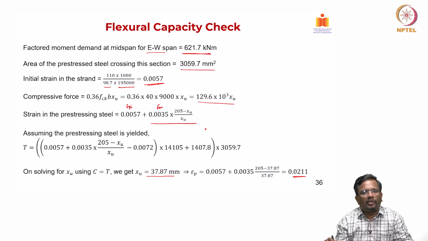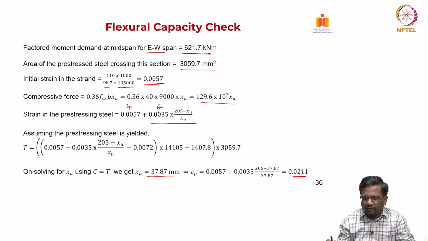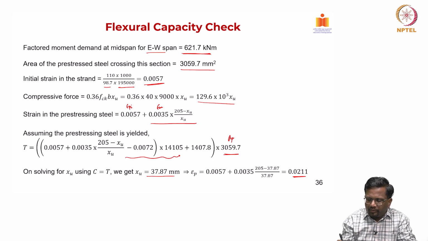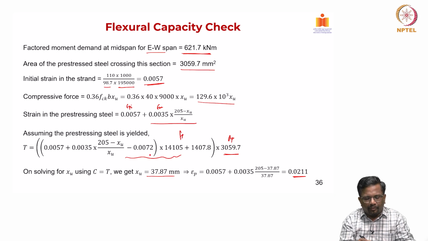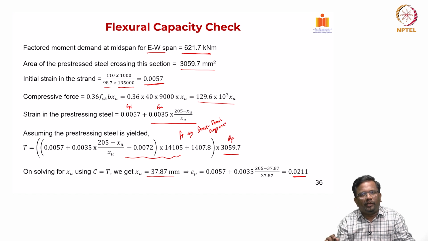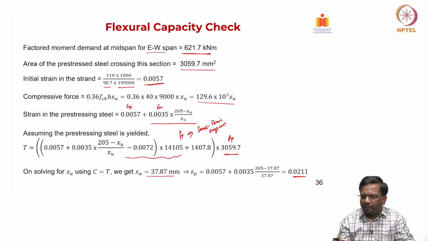These are from the strain diagram that we have done. You can go back and check your Flexural chapter for how you calculate the strain. This is your area, and this is basically your stress fp. Fp into Ap will give you your tension force. This fp again comes from the stress-strain diagram. You assumed a bilinear curve, if you remember previously, and this way the stress multiplied by the area of pre-stressing steel gives the tension force.